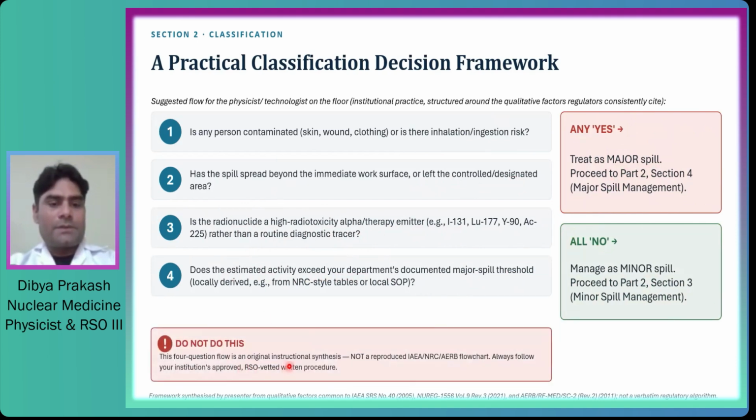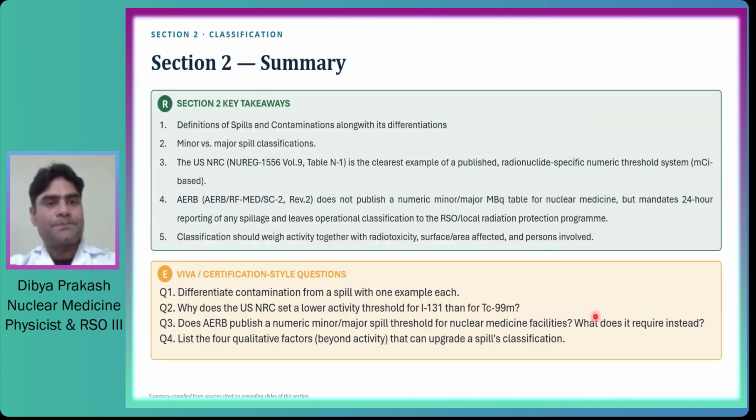So we just need to find out the answer to all these four questions, and we should be able to get the answer of yes or no for a major or minor spill. So overall, the summary of this section 2 is that we came to know about the definition of major and minor spills, contaminations, along with the differentiations between major and minor spills, the various NRC criteria, AERB criteria, and the other classifications.